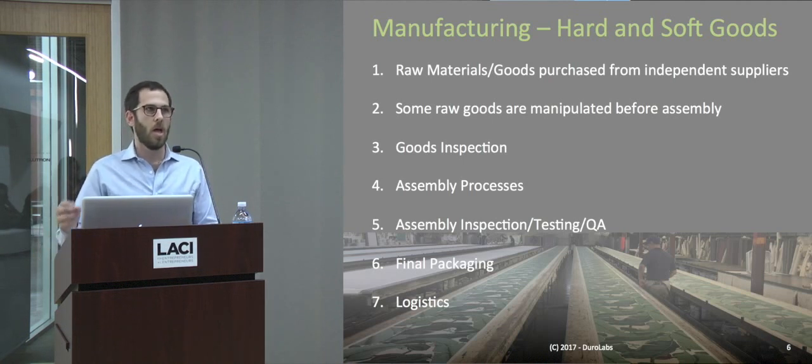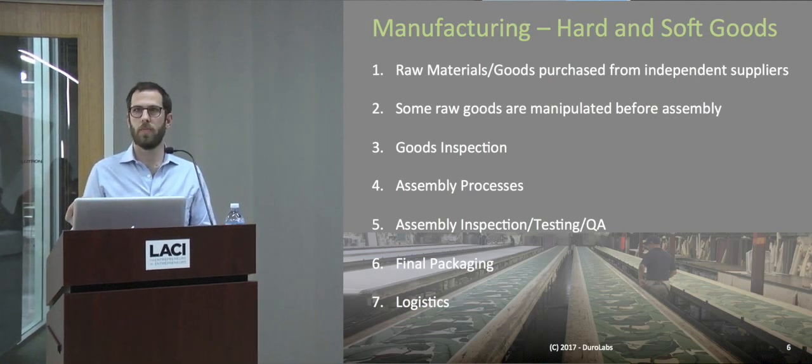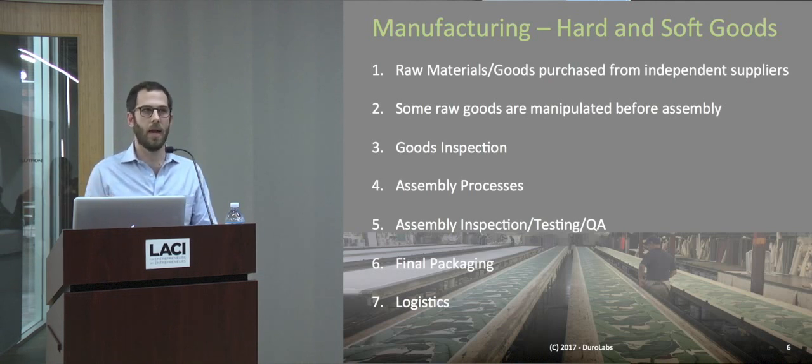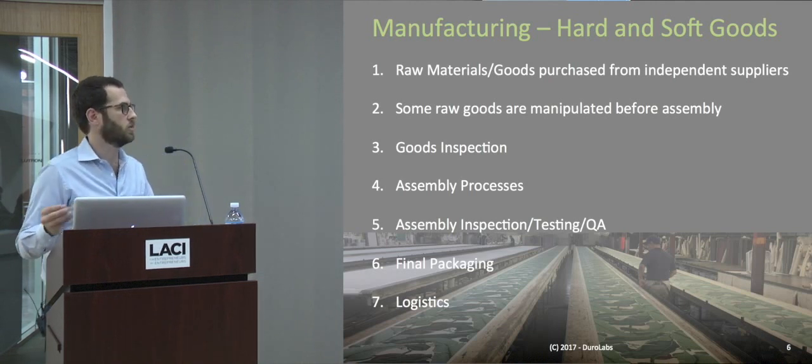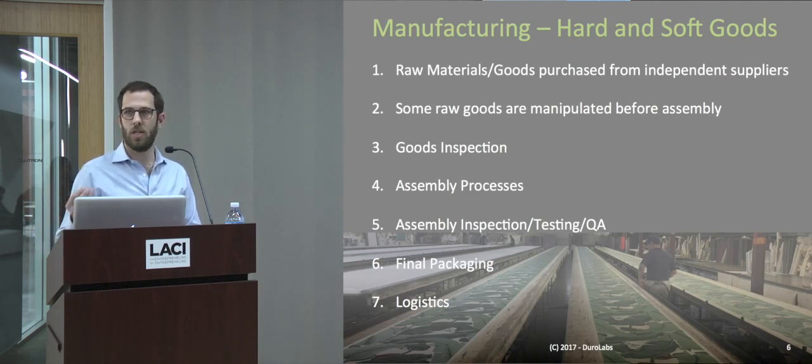Okay? You always start with some raw material or goods that you're purchasing from some independent supplier. You may or may not be transforming those raw materials into some other form before you assemble it. So in mechanical components, you could take plastics or metal, and you might mill them or injection mold them. For textiles, you might dye it. Food, you might season it, you might cure it, what have you, but you're transforming it, getting ready for assembly.